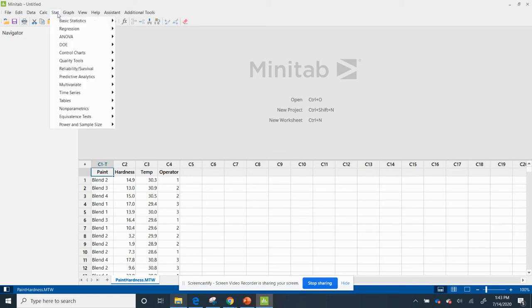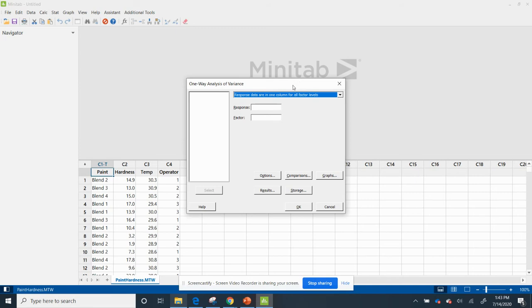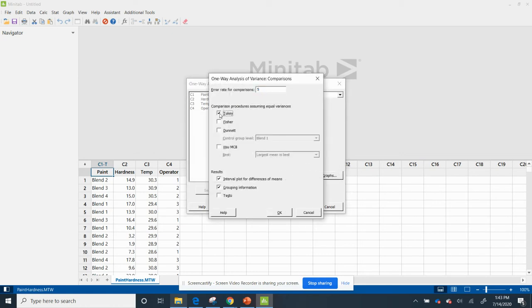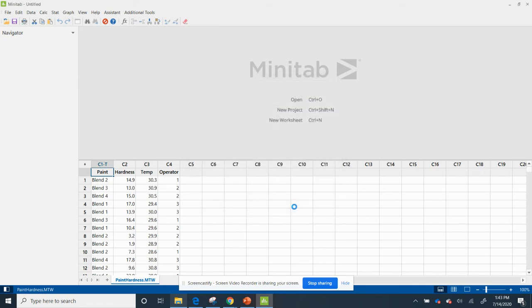So I'm going to go to Stats. I'm going to go to ANOVA, and I'm going to go to One-Way ANOVA. Because everything is in one column, I'm going to pick my response, which is hardness, and my factor, which is paint. I'm going to go to Options, and I'm going to choose assume equal variances, 95%, and 2-sided. And then I'm going to go to Comparisons, and I'm just going to click on Tukey's test. I hit OK, and I hit OK.